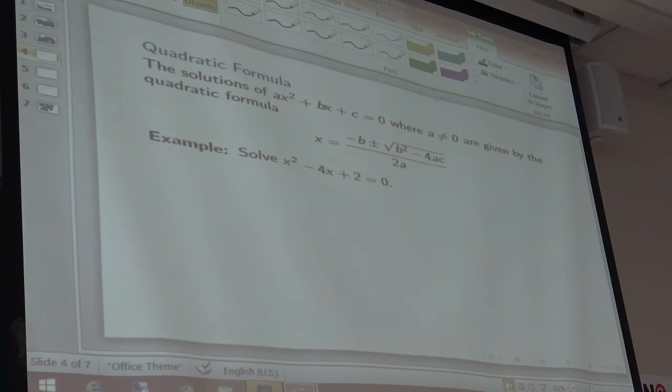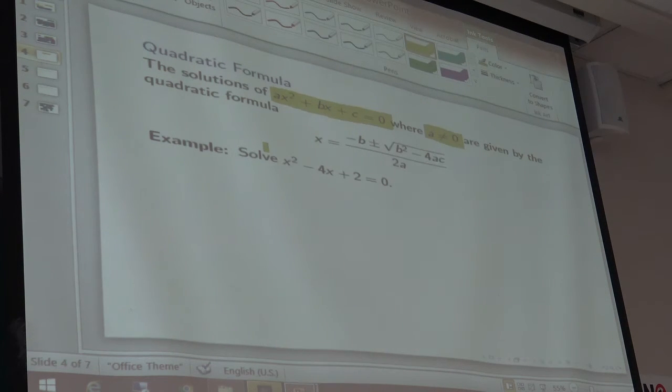Now the quadratic formula. When you have a quadratic equation, ax squared plus bx plus c is equal to 0, when a is not equal to 0, we are going to find x. If it is possible, we are going to apply factorization first, and then we can find x.